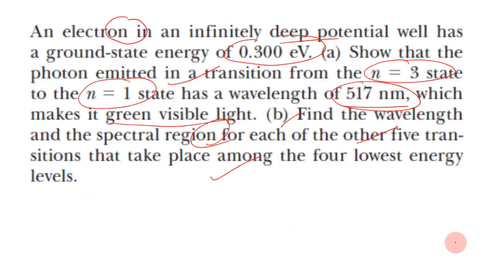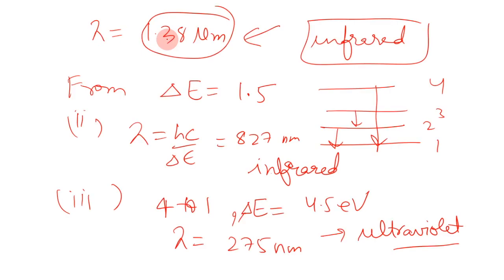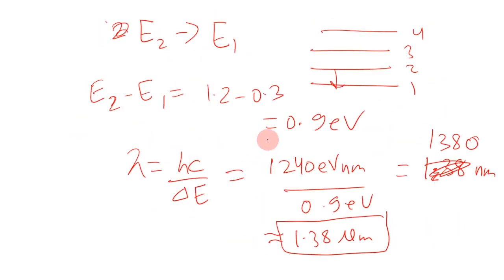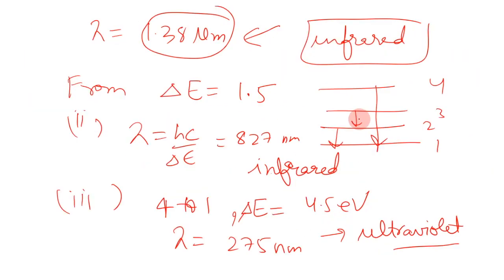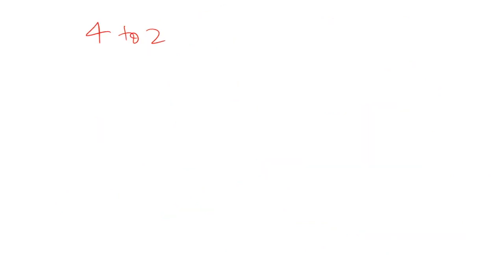Also, other transitions that you can take are from 4 to 2. We have taken 2 to 1, we have taken 3 to 2, and we already discussed the 3 to 1 transition in part A. So that's why we're discussing 2 to 1, 3 to 2, then 4 to 1, 4 to 2, and 4 to 3. We have calculated 4 to 1.